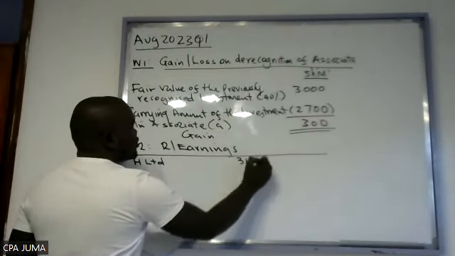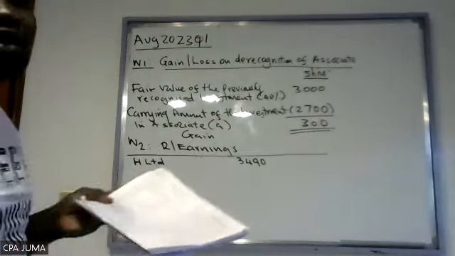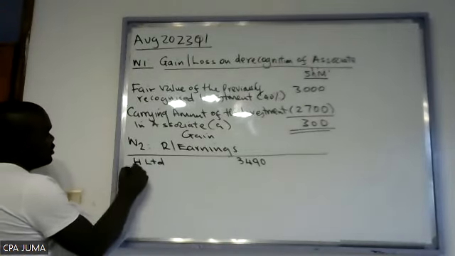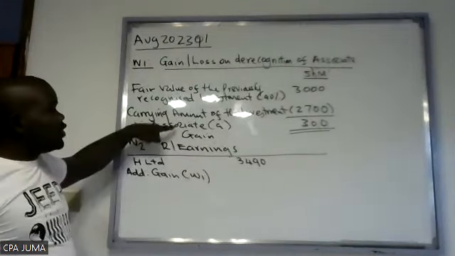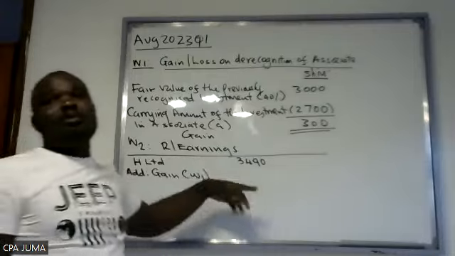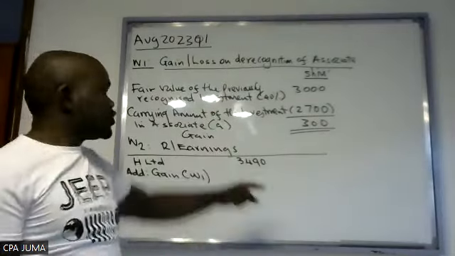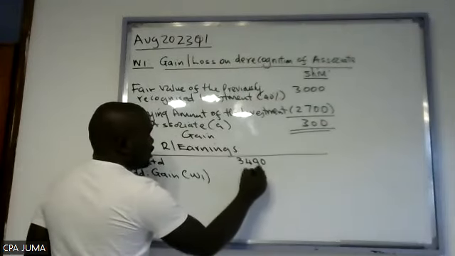I hope you can be able to see it. The 3490. Everyone should be able to see it. Then you add gain. You add the gain in working 1. This gain on the recognition, you bring it as income. Remember, we don't have P&L. So you credit it to the retained earnings account. So we have gained 300.